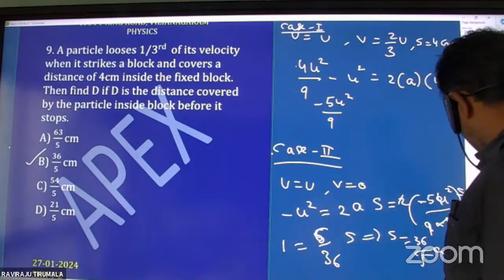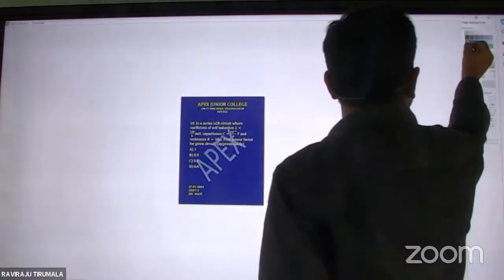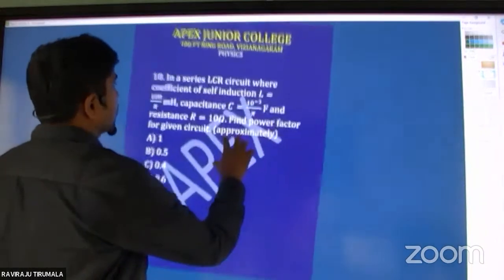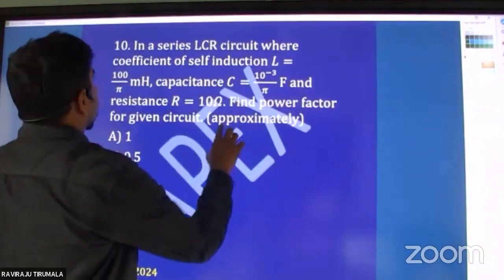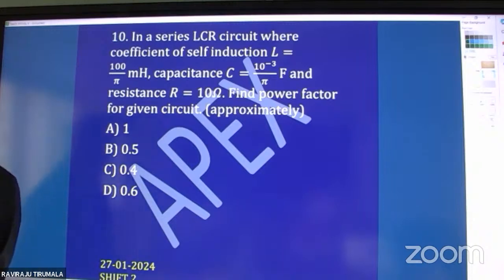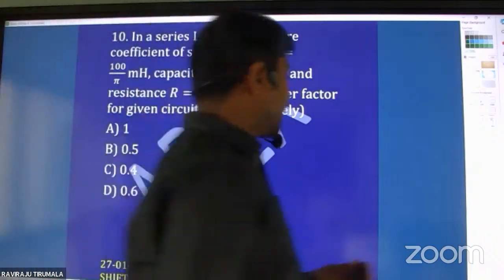Have you completed that? Now, see the next question. From which topic was it given? Alternating currents. Read the question. In a series LCR circuit, where the coefficient of self-induction L value is given, capacitance C given, resistance R given, find the power factor for the given circuit. Very easy question given.